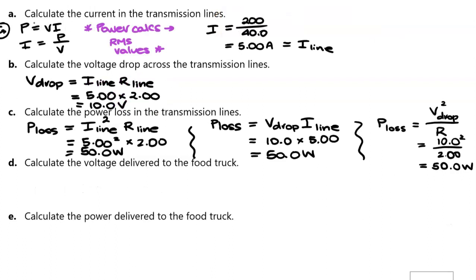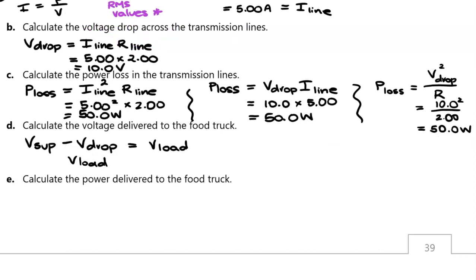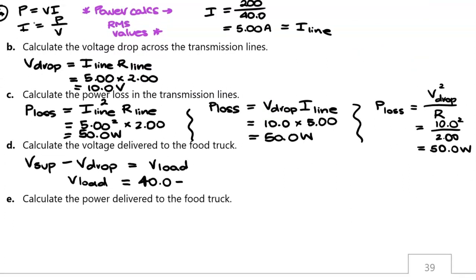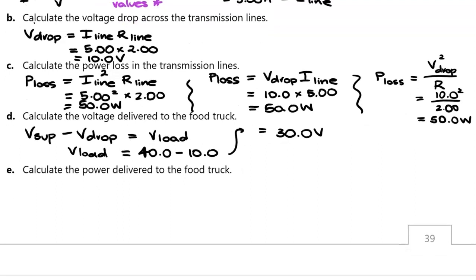Now, we want to figure out the voltage delivered to the food truck. My suggestion would be V supply minus V drop equals V load. Okay, so the supplied voltage, we had 40 volts. The lost voltage across the line was 10 volts. That's a huge loss. So that's going to give us 30.0 volts is actually getting to the food truck and supplied. So that's pretty crazy. We had 40 volts that was supplied, 10 volts dropped, only 30 volts. That's a 25% loss of voltage. That's pretty bad.